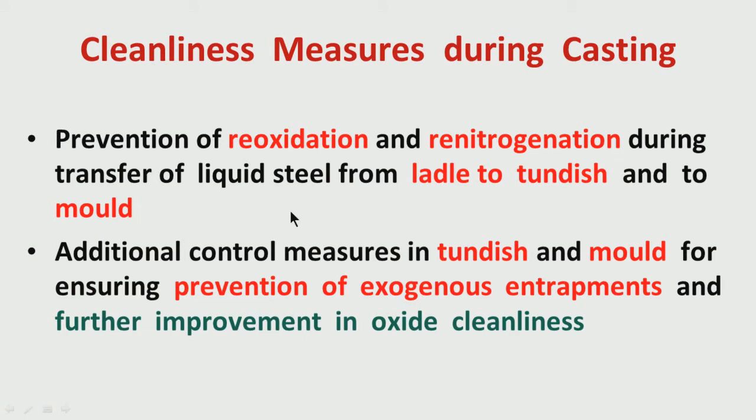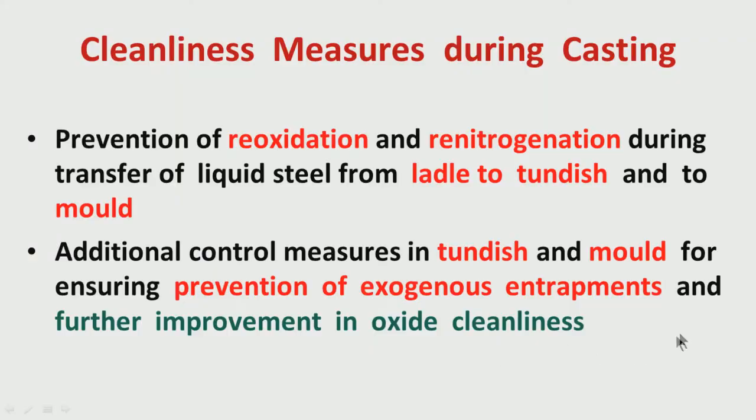Then the second step is to undertake some additional control measures, which I will be telling you one by one, in ladle, in tundish and mold, to ensure that new exogenous entrapments from the ladle lining, tundish lining or tundish slag or the mold slag should not get entrapped or entrained in liquid steel. And if there is a possibility, we have to go for further improvement in oxide cleanliness, like the dissolved oxygen content; if it is possible we should take measures to reduce it further, and we should get sufficient time for the oxide inclusions to float up.